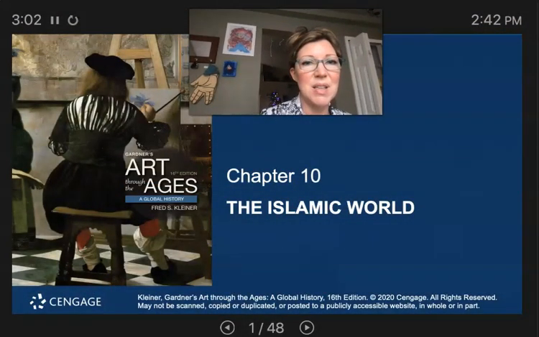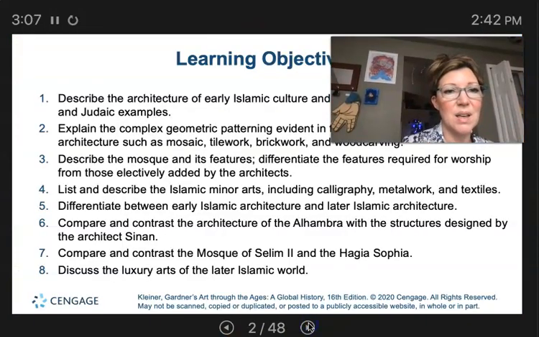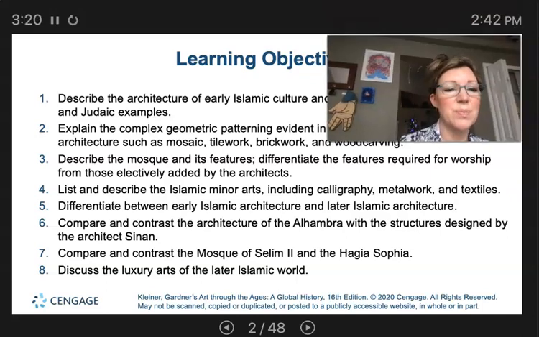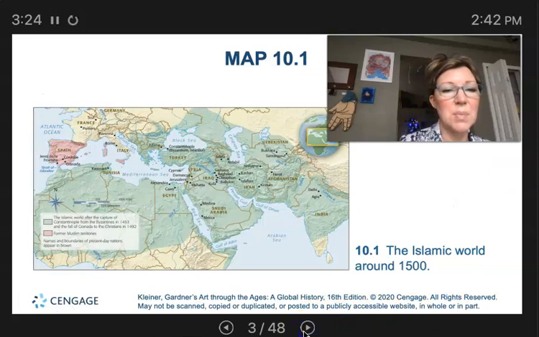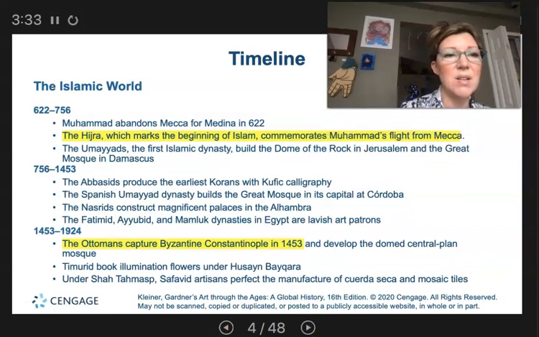Here we go into the Islamic world. And if you are saving slides, you want to do a screen cap of all of this interesting stuff just in case you wanted to use it for your final. And the map of the Islamic world around 1500. Okay, couple of things I highlighted here on the timeline.